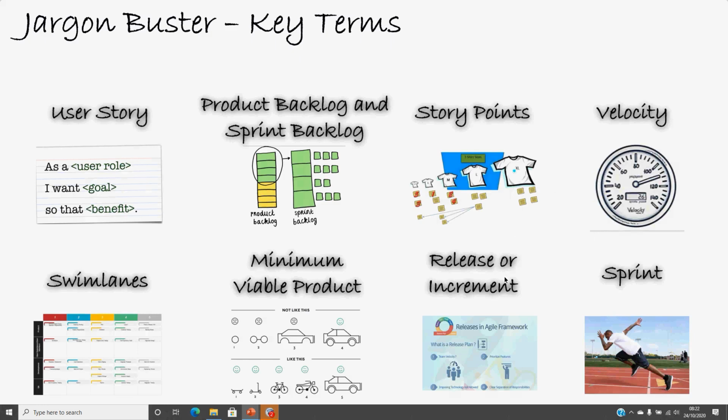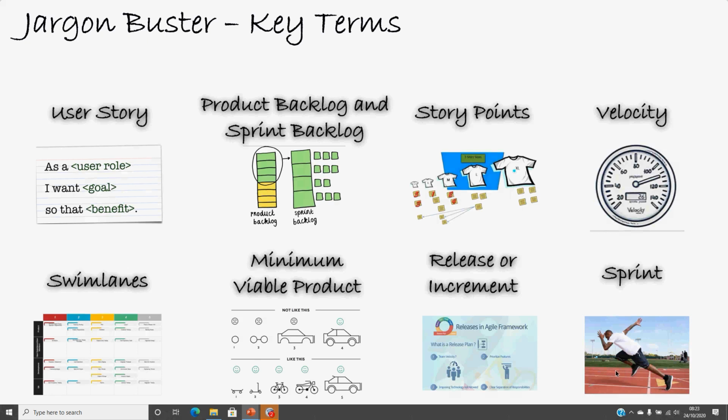And then we have a concept of release or increment. A release or increment means that you picked a set of user stories from your product backlog, you took them into your sprint backlog, you developed a minimum viable product based upon your user stories, and when you give it to the customer to use, that becomes your increment or your release. So it's as simple as that.